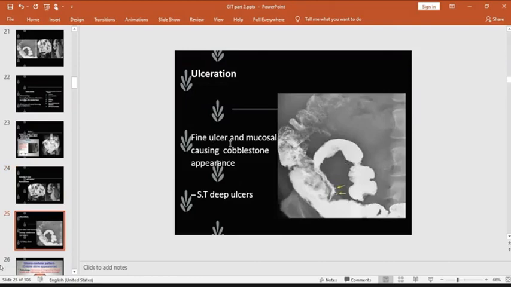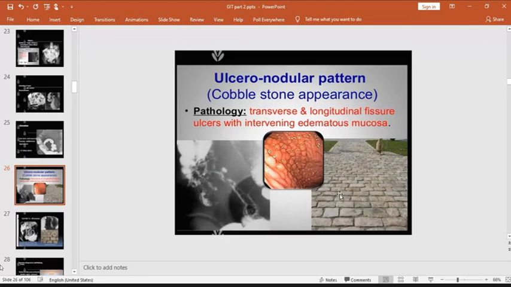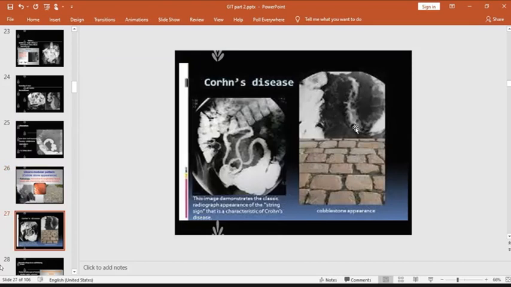Ulceration, as I told you previously, fine ulcers and mucosal edema produce cobblestone appearance. There is a fine ulceration, spikes of the ulcer. This produces cobblestone appearance, like paving stones. Transverse and longitudinal fissure ulcers with intervening edematous mucosa. This is directly by inspecting the small bowel and the mucosal edema, and the appearance of this. If you look at this segment, cobblestone appearance, filling defects as a result of the spikes, and a large narrowed segment of the bowel associated with ulceration and cobblestone appearance.